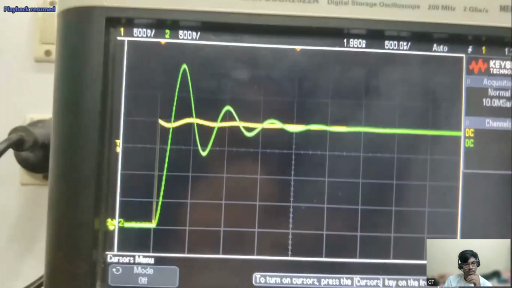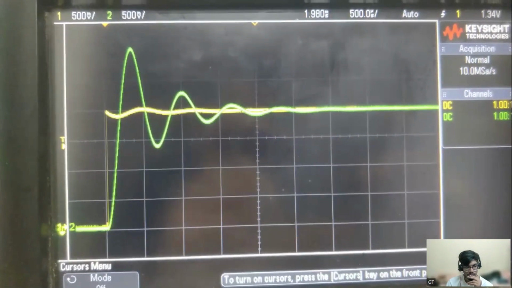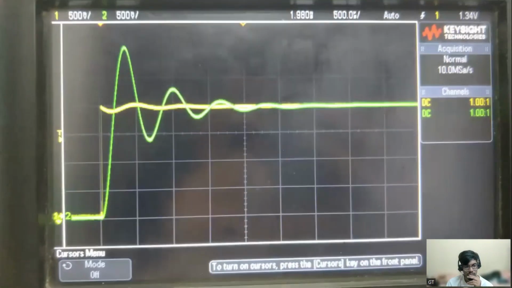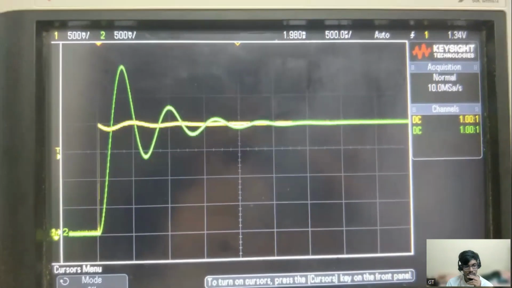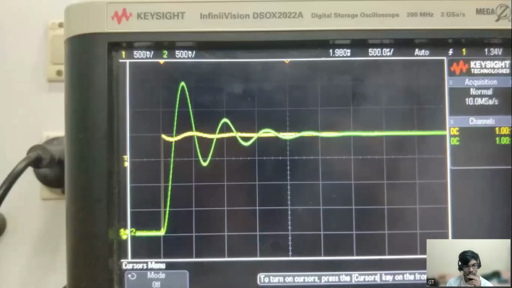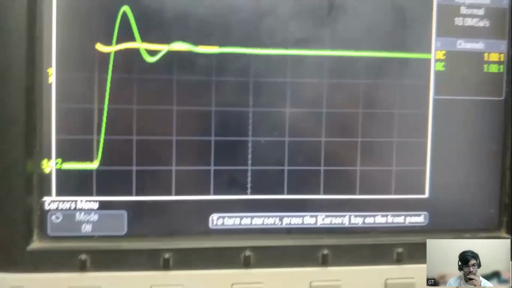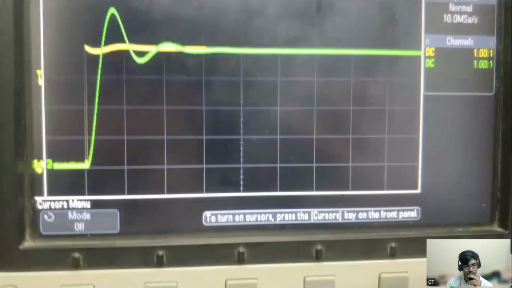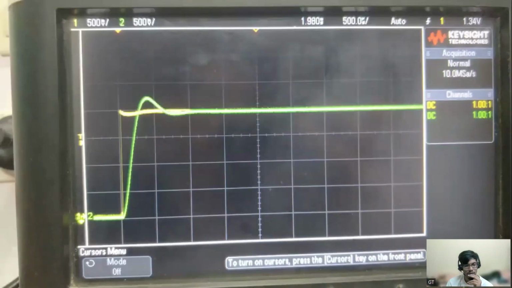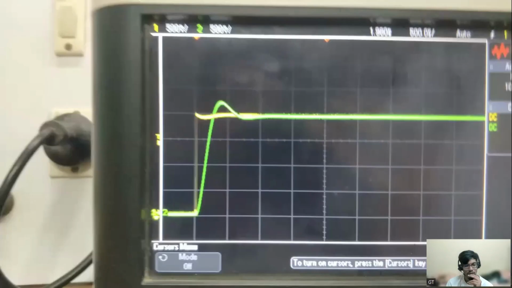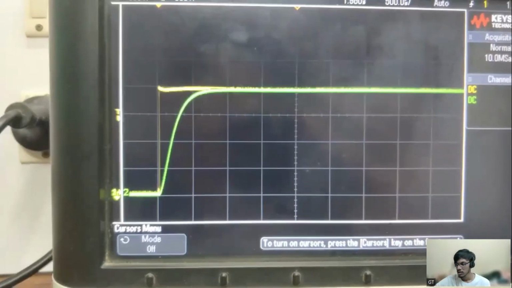Response of the RLC circuit. The green waveform is the capacitor voltage, and the yellow waveform is the input step voltage. Now the resistor is 200 ohm, and we can increase the eta by increasing the resistance. So now I'm increasing the resistance to 500. As you can see, the eta has been increased. Now I'm increasing the resistance to 900. Now I'm increasing the resistance to 1.9 kilo. And now I'm increasing it much higher.